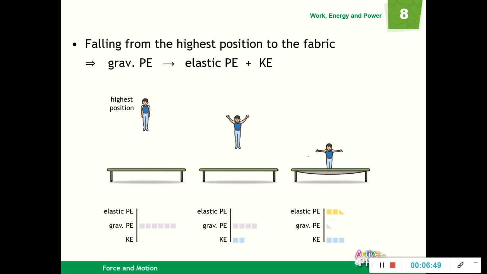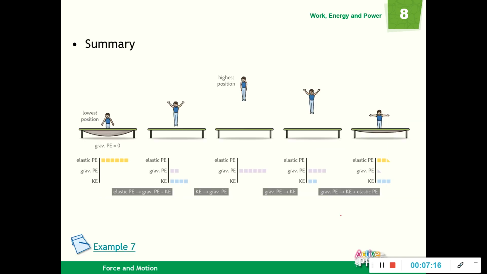Go to the highest position and then come back like that, okay? It will absorb back the energy. It means that the kinetic energy and also the GPE, because you can see that the GPE is losing, KE is losing, EPE is increasing. Summary will be like that. Example 7.